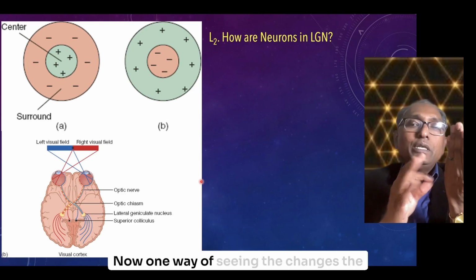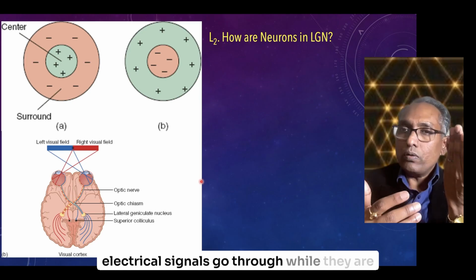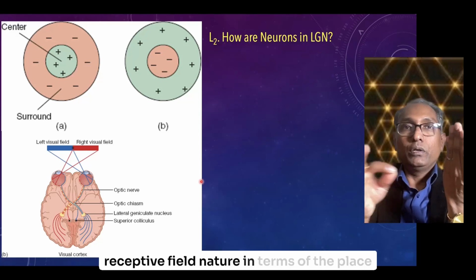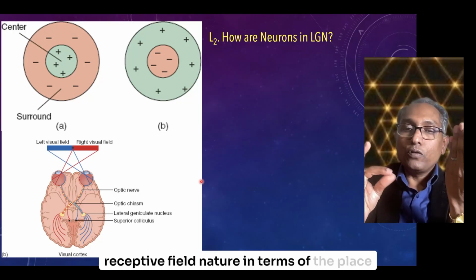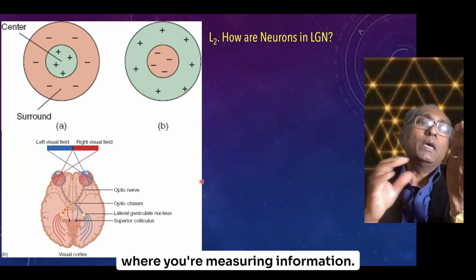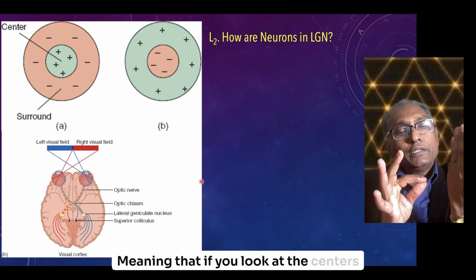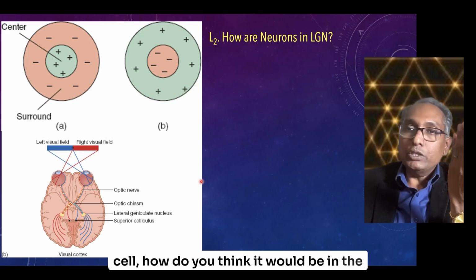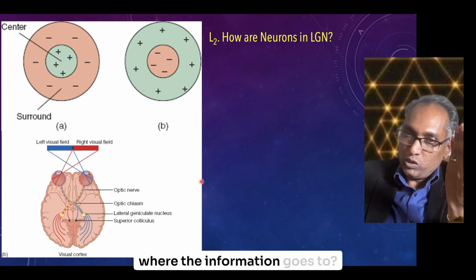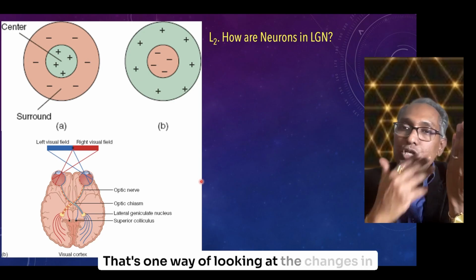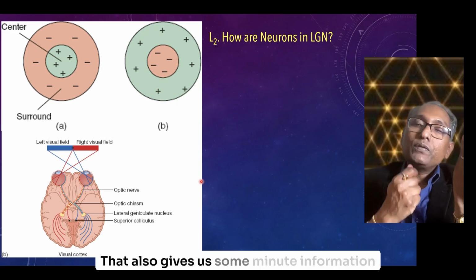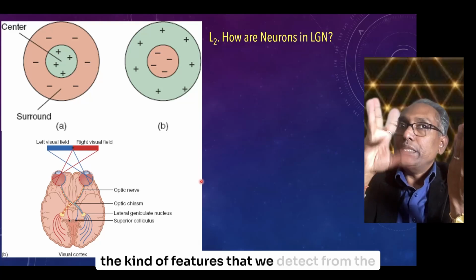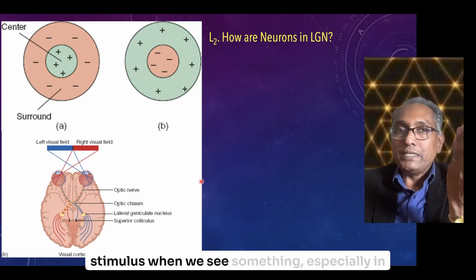Now, one way of seeing the changes the electrical signals go through while they are going through different parts of the brain is to check the same receptive field nature in terms of the place where you're measuring information. Meaning that if you look at the center-surround receptive system in the ganglion cell, how do you think it would be in the LGN? How would it be in the next part of the brain where the information goes? That's one way of looking at the changes. That also gives us some minute information about the kind of features that we detect from the stimulus when we see something, especially in vision.